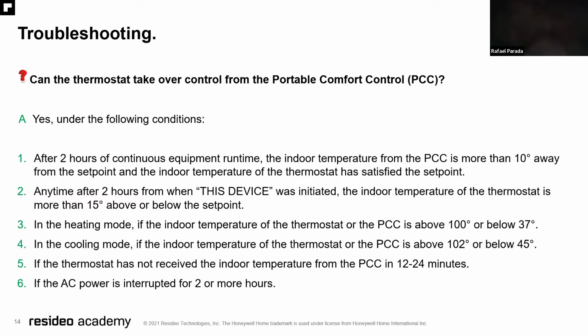And finally, whenever there is a power outage, remember that the portable control runs on batteries. So whenever we have a power outage and the system loses power for 2 or more hours, once the power resumes, the thermostat will regain control to achieve the set point temperatures. And once we reach those set point temperatures, then the remote will take control again.